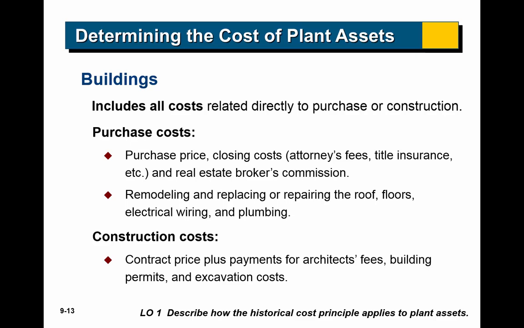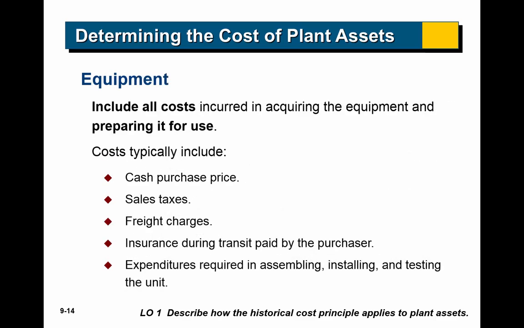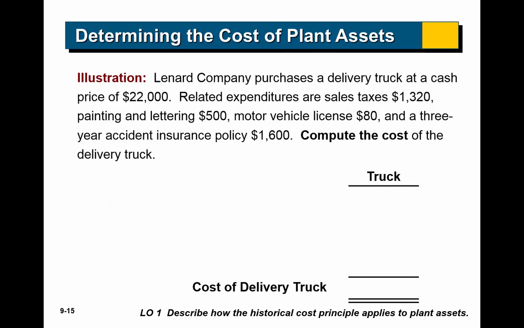Buildings, again, we include all the costs directly related to purchasing or construction of the building. Again, that rule of what does it take to get it ready to use, those we're going to include in the cost of the building. Equipment, same idea, anything that it takes us to get it into use. So if we have to have it shipped to us, then the freight charges will be part of the cost of the equipment, any insurance we pay during transit, any sales taxes we pay on it, etc. Assembling, installing, testing, all of those sorts of things.